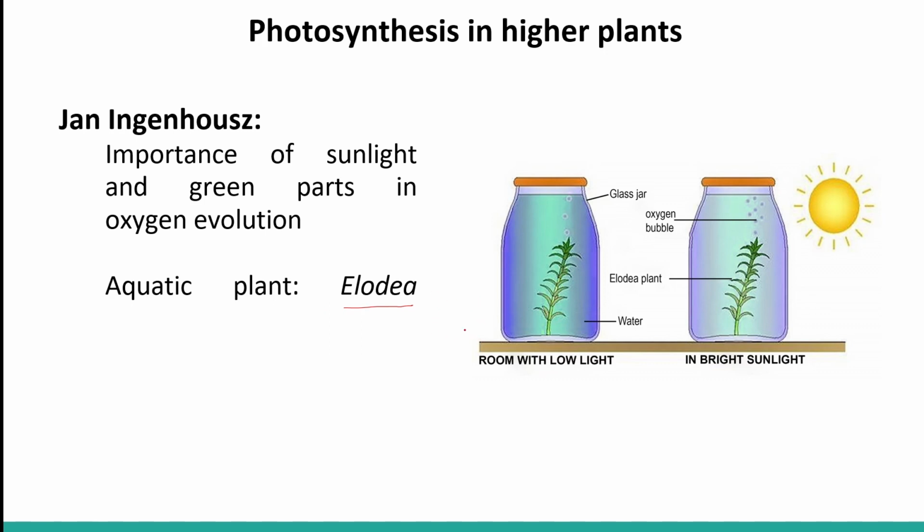And what experiment did he do? He made a setup in which he kept this Elodea plant in a jar, and he kept that jar first in low light intensity, or you can say in shade. Later, he kept the same setup in bright sunlight. He observed that in shade there was no oxygen evolution, whereas in the light there was oxygen evolution, and this oxygen evolution was shown in the form of bubbles. You can see the bubbles here. These bubbles show the evolution of oxygen. So by this experiment, he proved that sunlight and the green parts of the plants are involved in oxygen evolution.